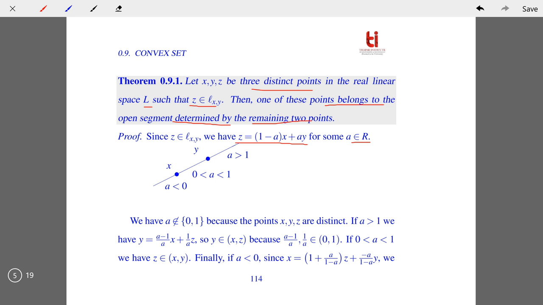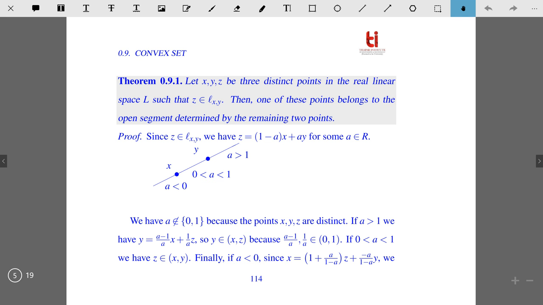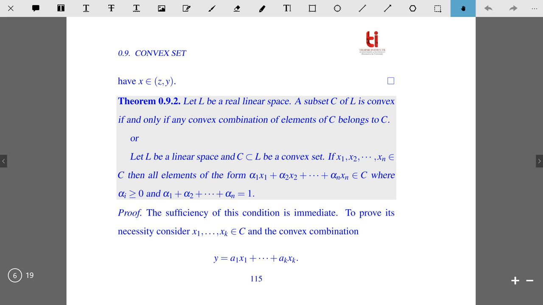So we see that a does not belong to [0, 1] because the points x, y and z are distinct. If a is greater than 1, we have y equal to ((a minus 1) over a) x plus (1 over a) z, so y belongs to the open segment (x, z), because (a minus 1) over a and 1 over a both belong to (0, 1). Similarly, if 0 is less than a less than 1, we have z belongs to the open segment (x, y). Finally, if a is less than 0, since x is equal to (1 plus a) over (1 minus a) z plus (minus a) over (1 minus a) y, we have x belongs to the open segment (z, y). So we get the required result.